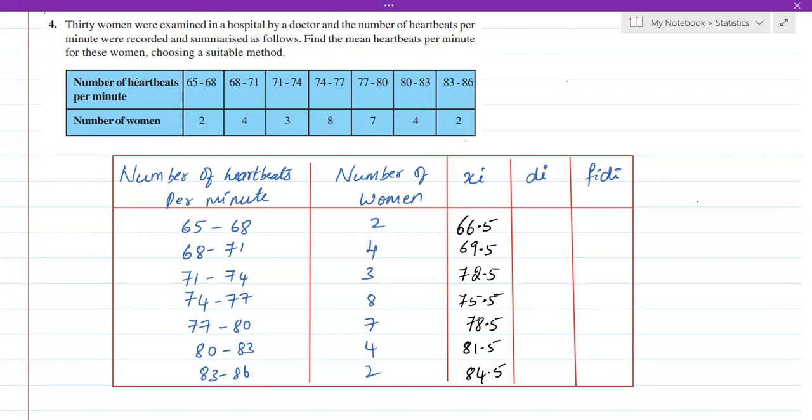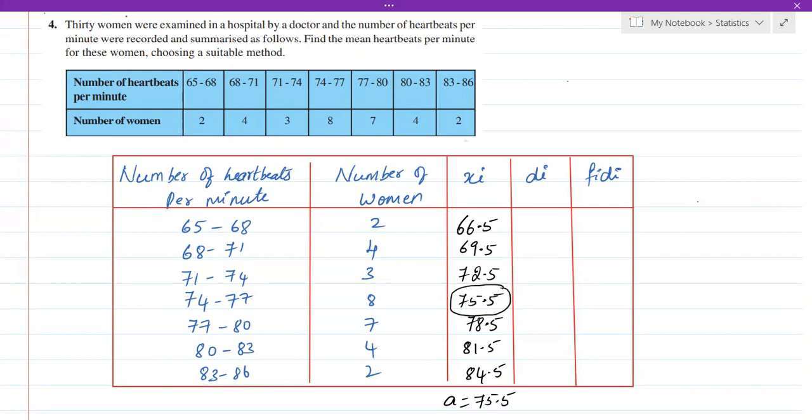Now we have to find the assumed mean. So the assumed mean in this column, which is the middle value, it's obviously 75.5, isn't it? On the top we have got 3 values, on the bottom we have got 3 values. So the middle value is 75.5. That is the assumed mean. Then we have to subtract it from xi, right?